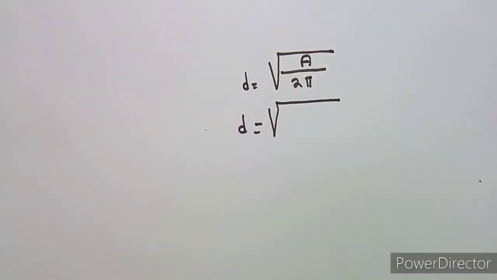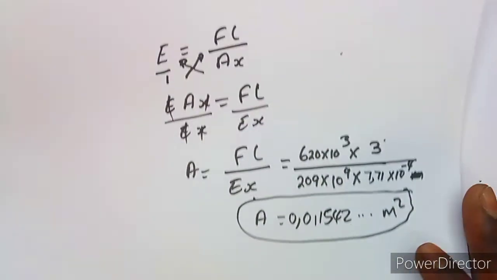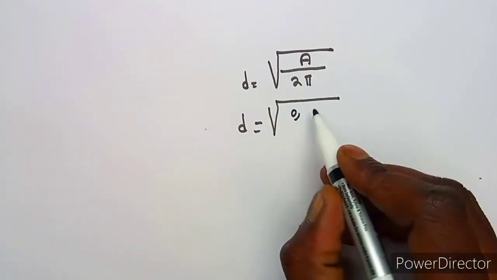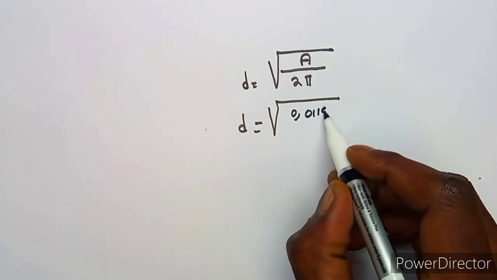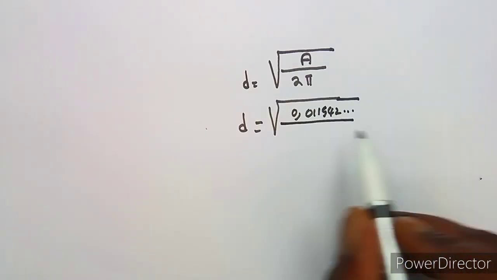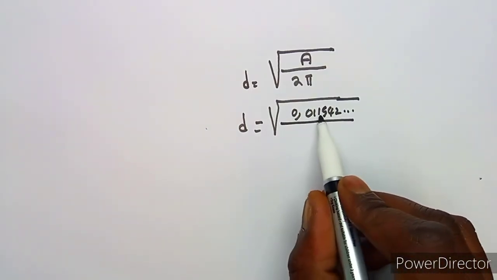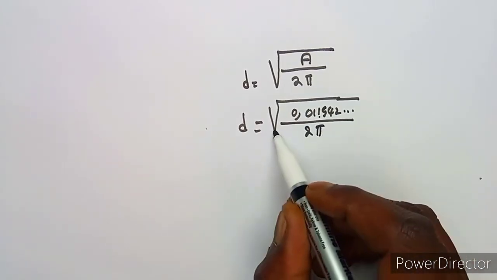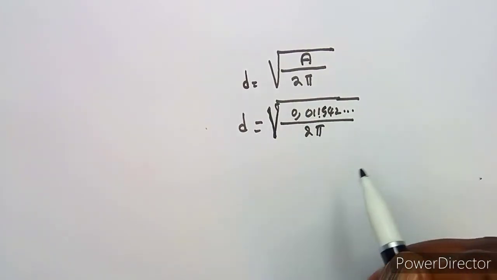All right, so our area, guys, this is our area here. Let us substitute our area, which is 0,011542, something like that. You just have to put as many digits as possible. If you round off here, it's not going to give us something that is exact, over 2 pi. So make sure everything is under the square root.